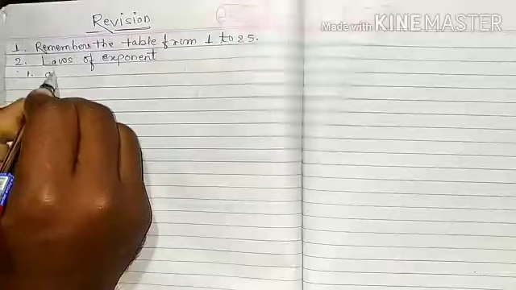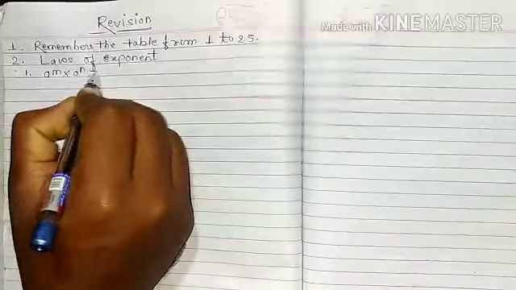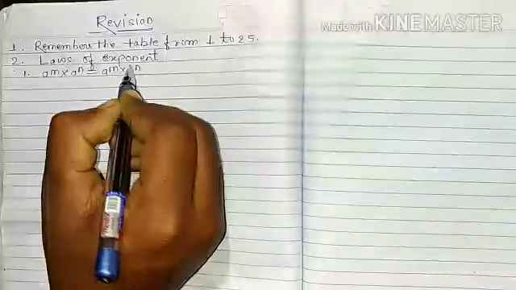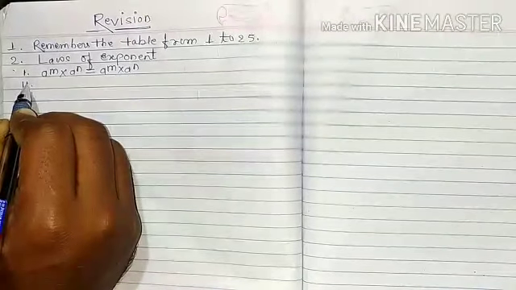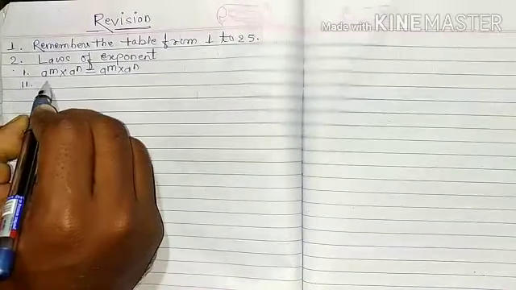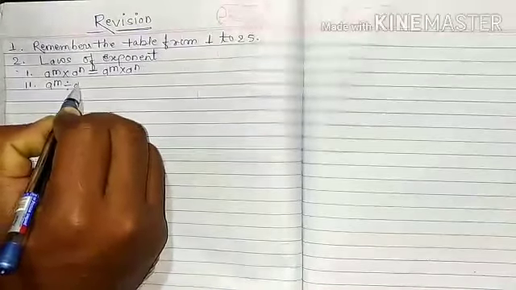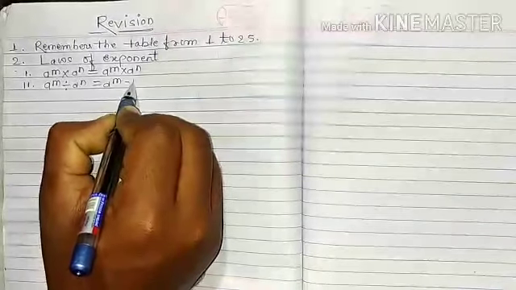a raised to the power m into a raised to power n is equal to a raised to power m plus n. Second law of exponent, a raised to power m divided by a raised to power n is equal to a raised to power m minus n.